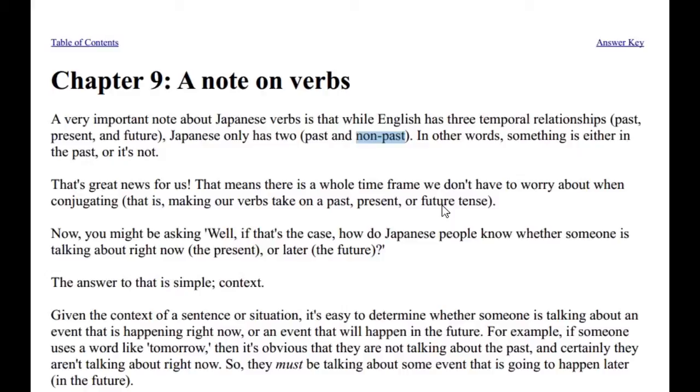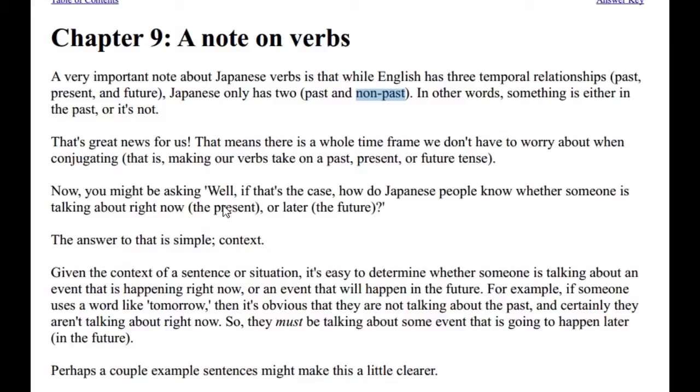It may seem a little confusing, but it's actually really good news for us, students of Japanese, because that means there's a whole time frame that we don't have to worry about when we're conjugating verbs. So if you've taken Spanish classes or French classes, then you know already that when you have languages that have future tense, past tense, present tense, all these subjunctives and things like that, it can get just out of control. But Japanese keeps it to just basically two tenses, and that's it. So very simple, and you'll really appreciate it as you further your studies.